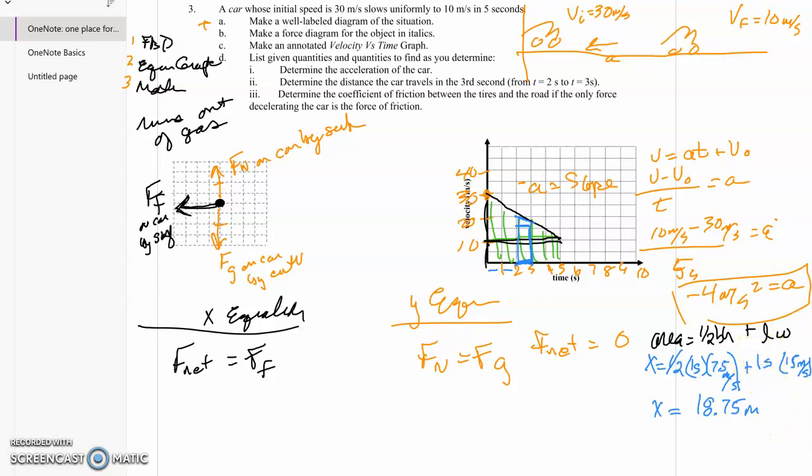Now let me tell you this. If you wanted to use x equals 1/2 at squared, that would be perfectly fine. Just like this equation. But let me tell you where people get into trouble. First of all, there's no x naught, right? We're starting from the starting line. But the v naught for this 3rd second is something different, right? So I would have to read that off right there and get the right thing there.